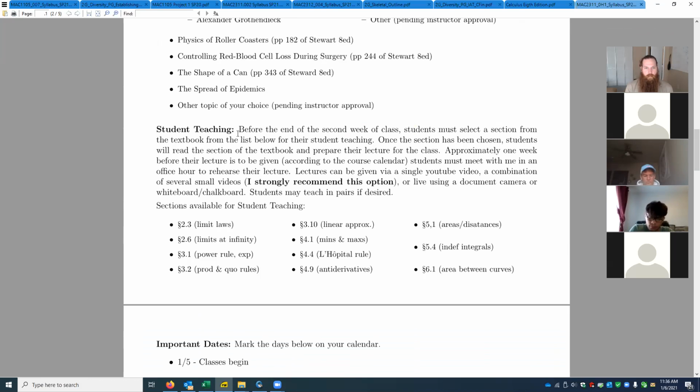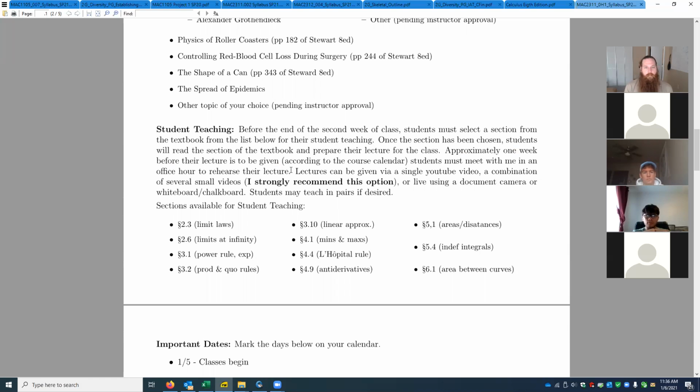Now, I'm going to read this really quickly. Once the section has been chosen, you need to read the section of the textbook and prepare your lecture. That means I need written lecture notes. I need to be able to look at your lecture outline and know exactly what it is you're going to do. And then about a week, a few class days before you give that lecture, you and I need to meet up for a rehearsal, right? That can be done during my normal office hours, or we could schedule an extra office hour some other time if that fits better. But we need to rehearse the lecture beforehand.